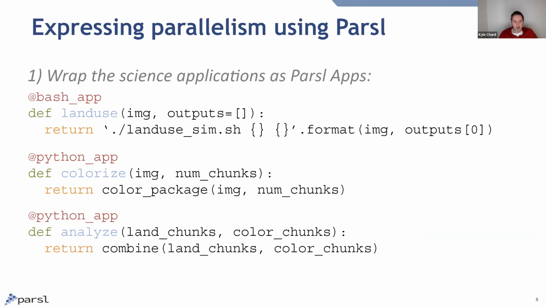In this case, we've got a bash app there where we're calling a shell script, land use, and we're passing in an input image and specifying what the output files are going to be. And then we might have a couple of Python apps here where we're passing in the image and saying how many chunks we'd like it chunked into, and an analyze package, which is that reduce stage that's taking as input the land chunks from that first app and the colored chunks from that second app.